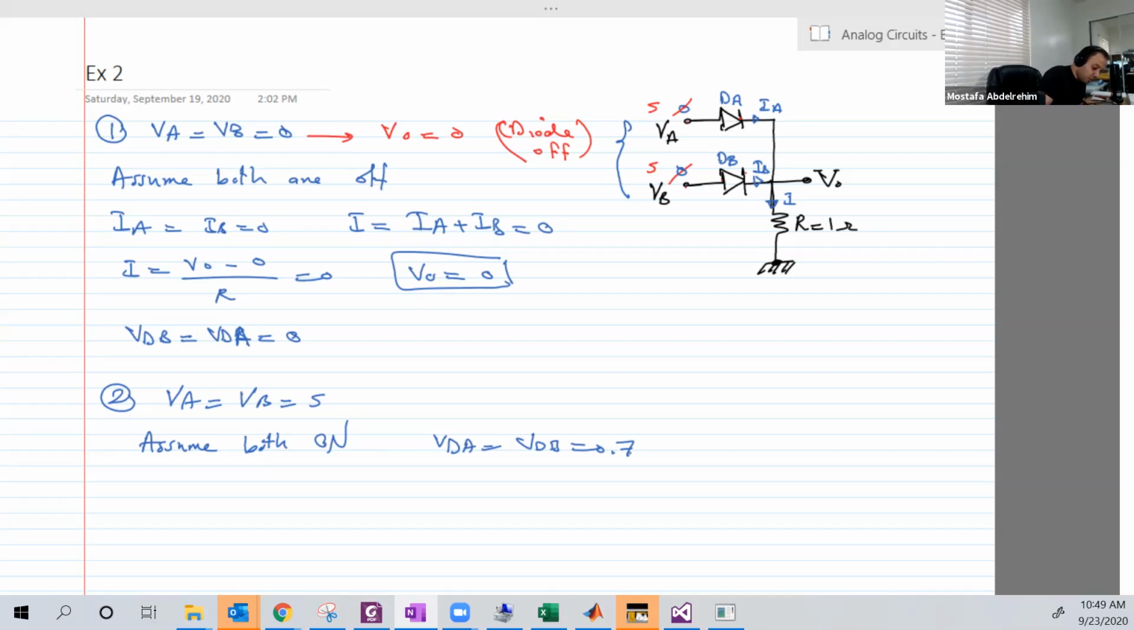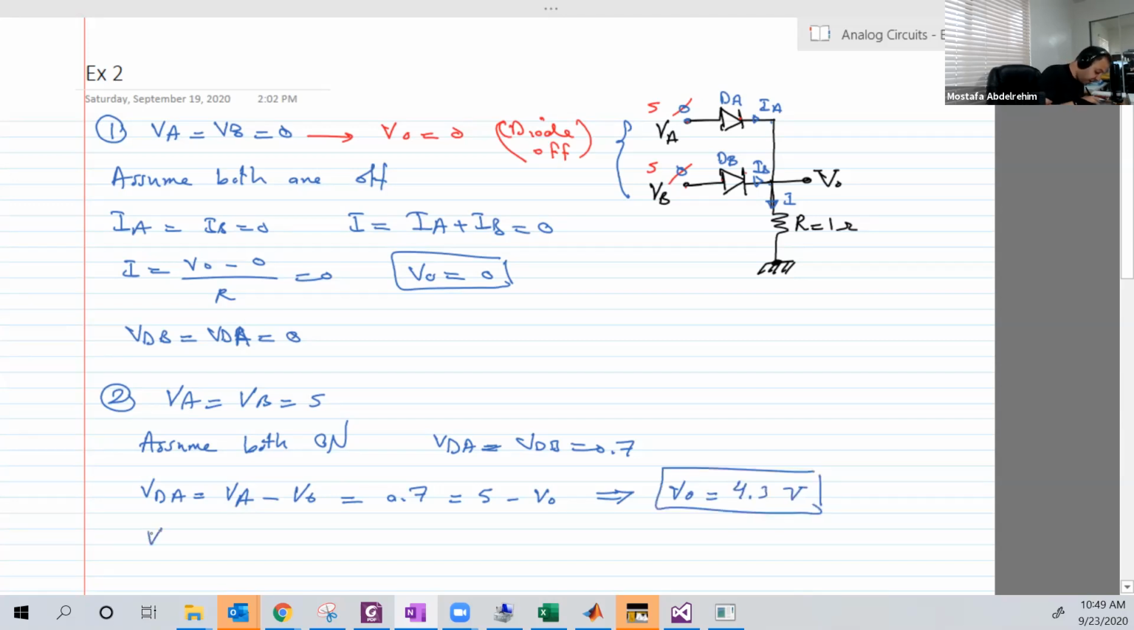Okay. So we have VDA equal to VDB equal to 0.7. VDA is equal to VA minus VO, the voltage on A minus the voltage on N. So VDA is equal to 0.7. VA is known, equal to 5, and VO is not known. From that, VO is equal to 4.3 volts.